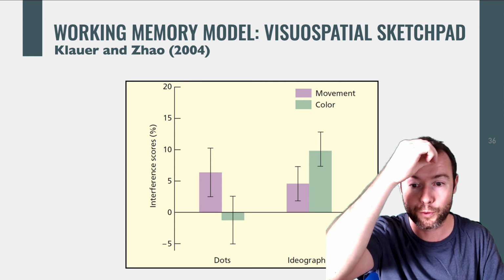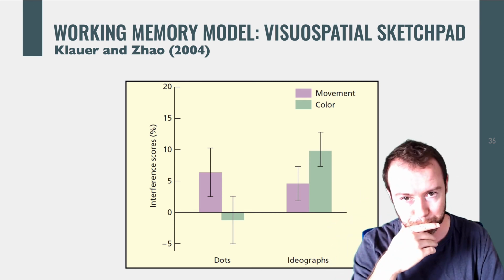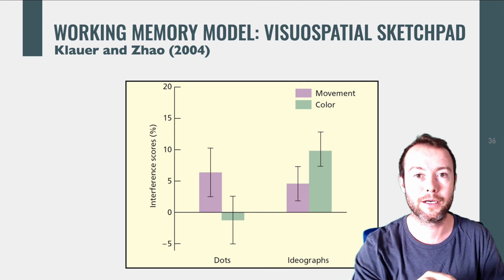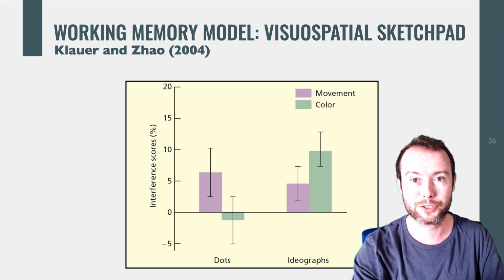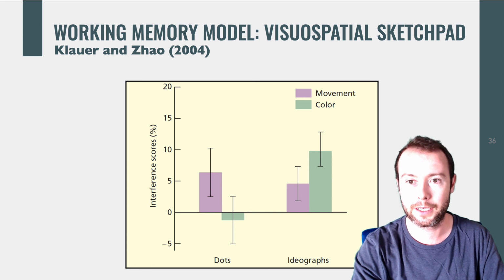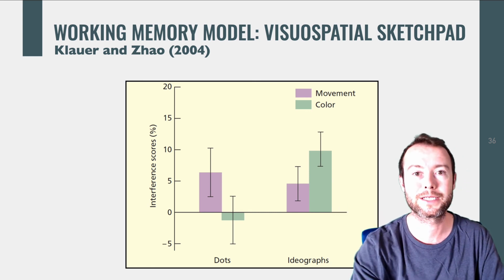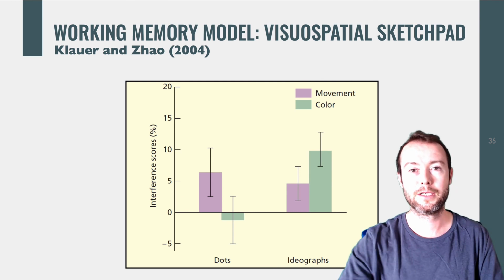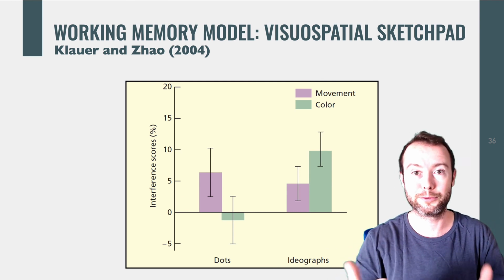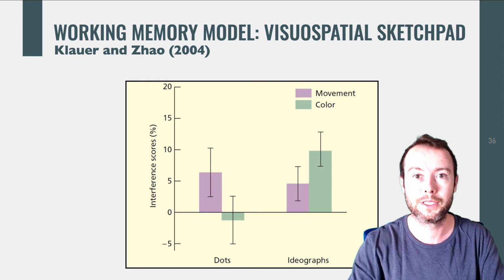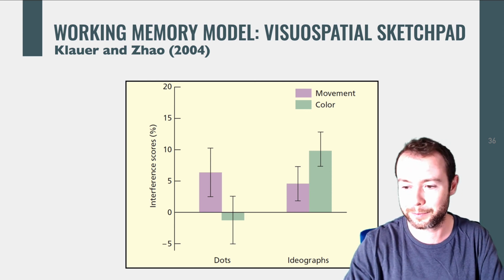In contrast, for the ideograph trials, this requires visual processing. You've got to retain that image of the ideograph. That was most impaired when the secondary task was the visual-based discrimination test. So we've basically got a nice double dissociation, suggesting that there are separate visual and spatial systems being engaged here.